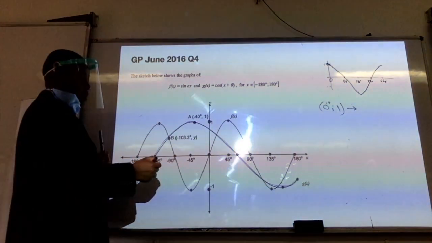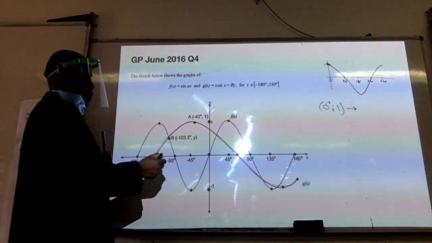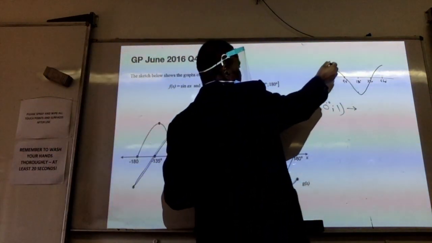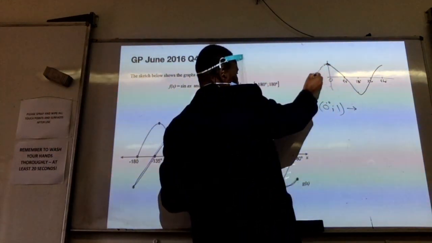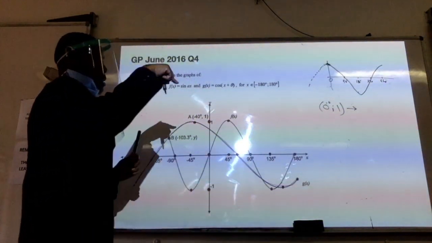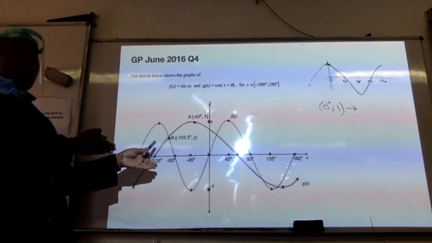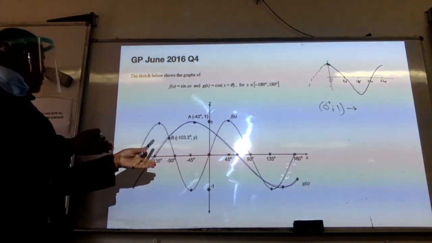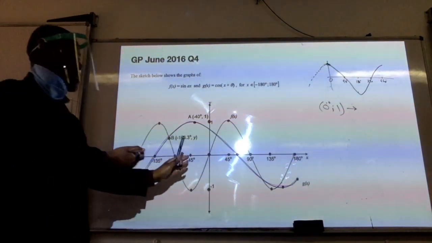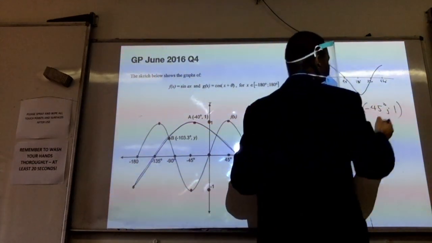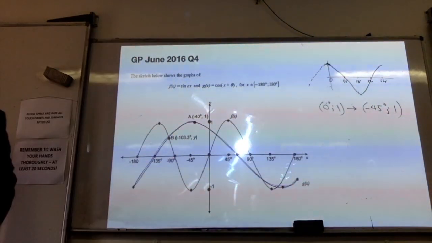So that moved negative to negative 45. Remember, guys, this is a turning point here. We know we did not draw that, but there is a turning point there at 0 degrees and 1. Now, where is the turning point for this one? Negative 45, right? So this thing moves to negative 45 degrees and 1. That's a shift to the left.